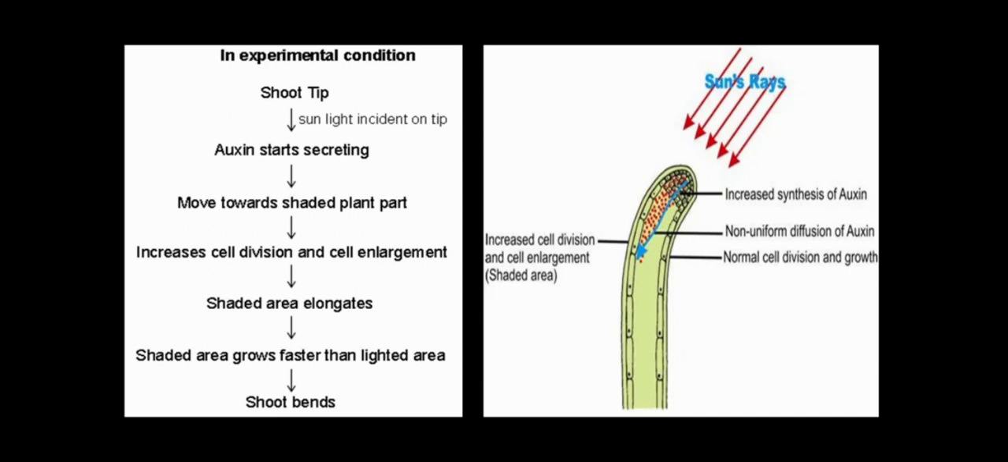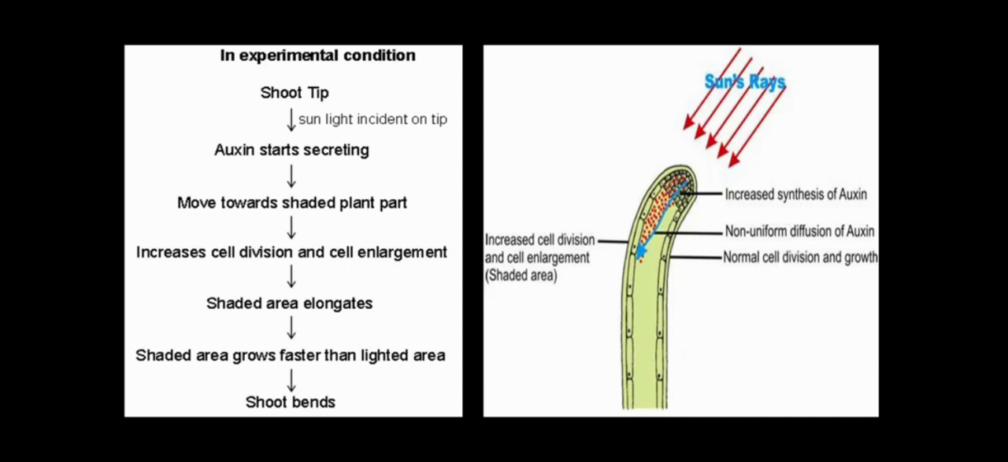In the experimental condition, where the shoot tip or the plant receives sunlight from one direction, the shoot tip starts to secrete auxins and there is no uniform distribution of auxins on both sides. Auxins are sensitive towards light, so they move from the lighted region to the shaded region.